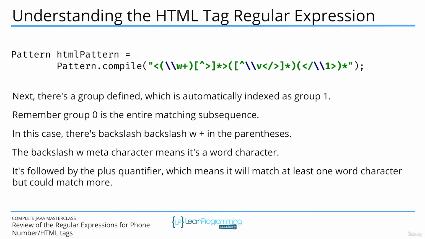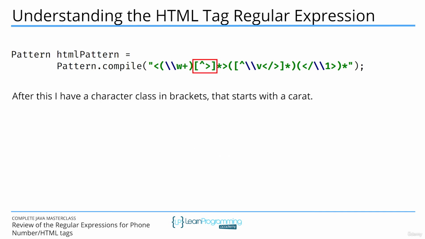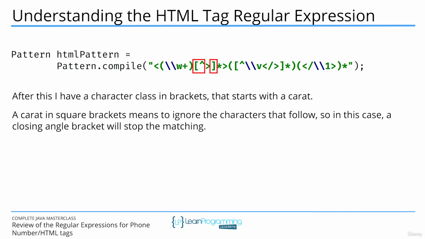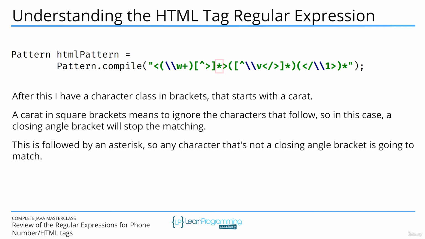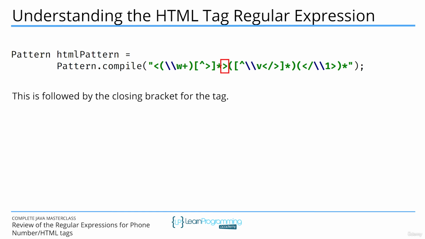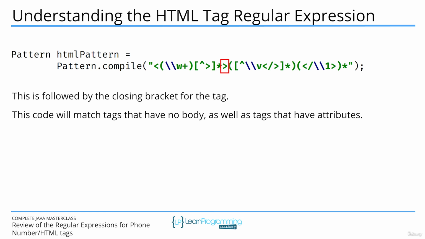After this, I have a character class in brackets that starts with a caret. A caret in square brackets means to ignore the characters that follow, so in this case, a closing angle bracket will stop the matching. This is followed by an asterisk, so any character that's not a closing angle bracket is going to match. This is followed by the closing angle bracket for the tag. This code will match tags that have no body, as well as tags that have attributes.